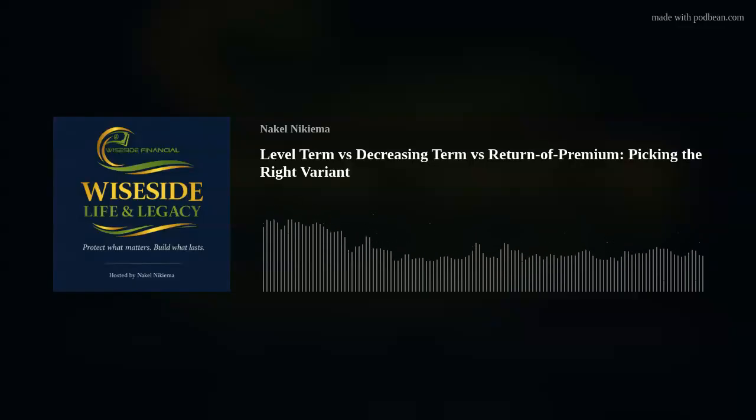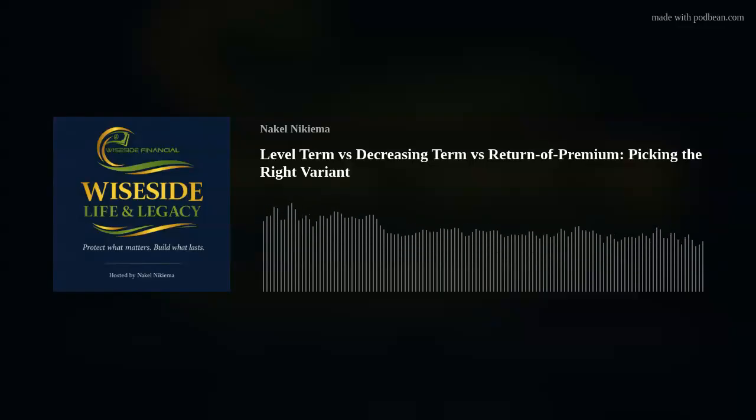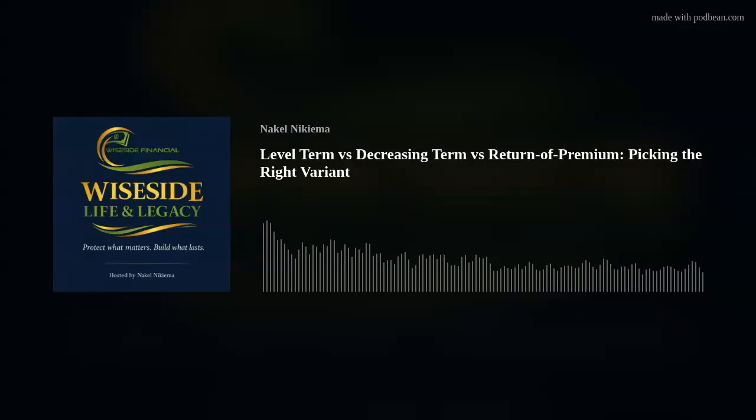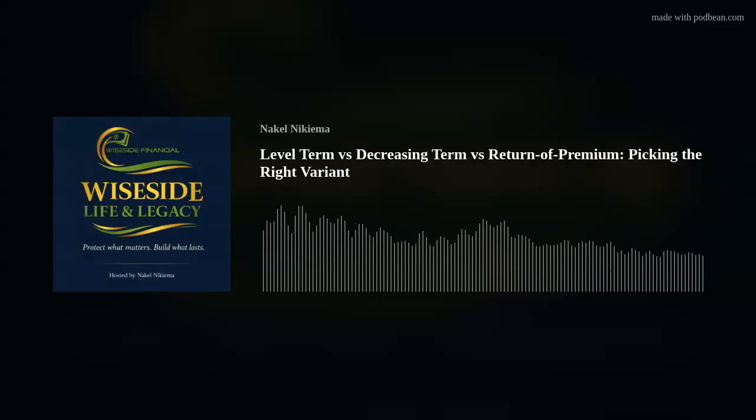So the decision becomes, do you want the certainty of getting back the entire premium you paid, or do you want the flexibility of paying less and potentially ending up with more by investing the difference yourself? In many cases, level term plus investing the difference wins on pure math.